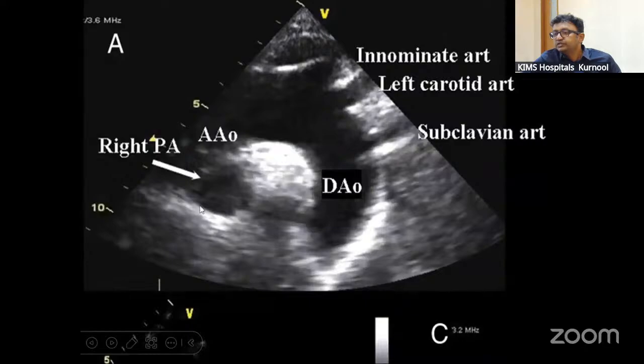Here you can see that this is the right pulmonary artery, and this is the arch of aorta. This is the ascending aorta, and this is the descending aorta, and these are the branches, the innominate, left carotid and the subclavian branches of the aorta. If you switch on the color, the blood should appear red here, red up to here, because the blood is approaching your pointer, which is positioned here. We are looking from here. So any blood coming up to here will appear red, and then the blood going away from here will appear blue. Okay, this way.